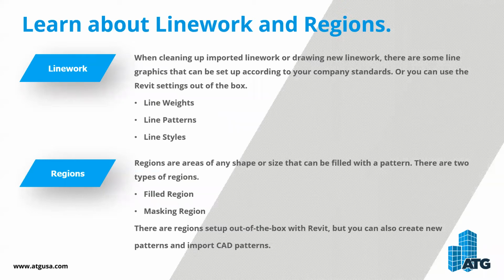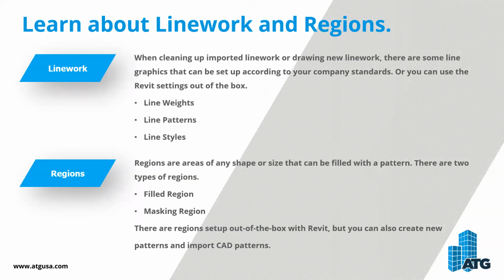So region hatches are hatches for Revit, and there are two types of regions. There's filled regions and masking regions. Masking regions are white boxes that can have or not have visible borders, and they are typically used to mask content in a view. And then a filled region allows you to choose from a variety of hatch patterns, and you can also control the opacity and create your own patterns as well.